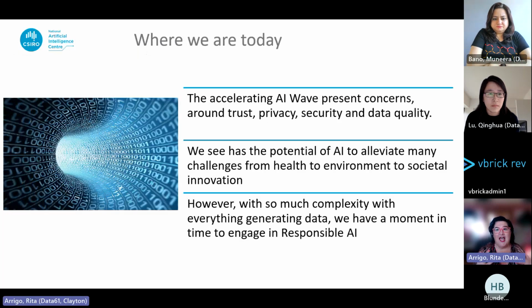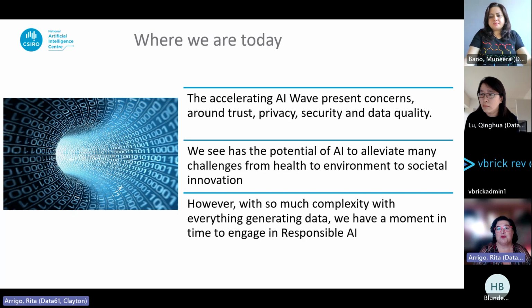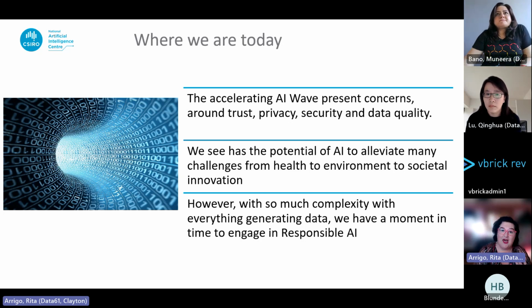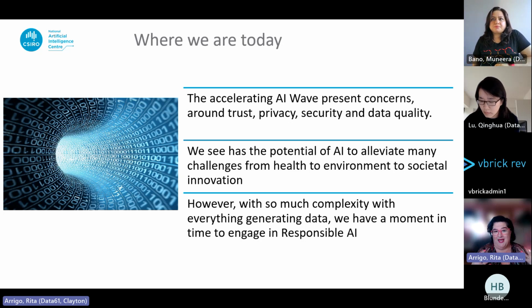So just to allow us to think about where we are today. At the moment, we're in this accelerating AI wave, which presents concerns around trust, privacy, security, and data quality. But we also see the potential of AI to alleviate so many challenges, from health to environment to societal innovation, accessibility, and a range of other AI benefits. But with so much complexity and everything generating data, we have a moment in time to engage in responsible AI.